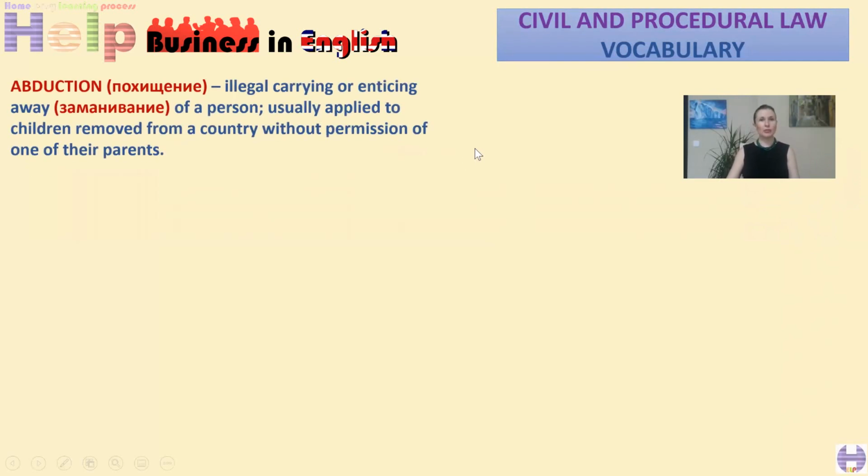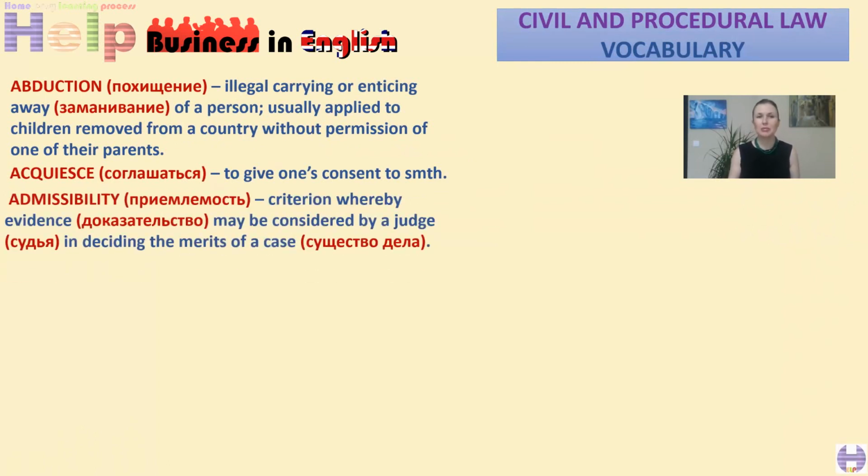So the first term, abduction, похищение. Illegal carrying or enticing away of a person, usually applied to children removed from a country without permission of one of their parents. Acquiesce, соглашаться, to give one's consent to something. Admissibility, приемлемость, criterion whereby evidence may be considered by a judge in deciding the merits of a case.